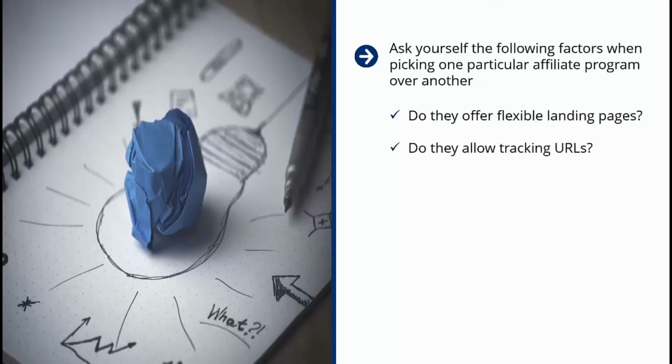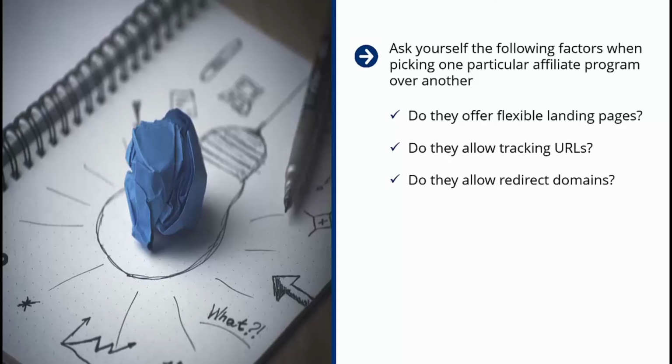Do they allow tracking URLs? As much as possible, you want to account for every click you get from your online properties. Even if you're buying traffic from places like Facebook, you still want to track your own clicks. This way, you can see which pages work and which sources of paid traffic you should reinvest in.